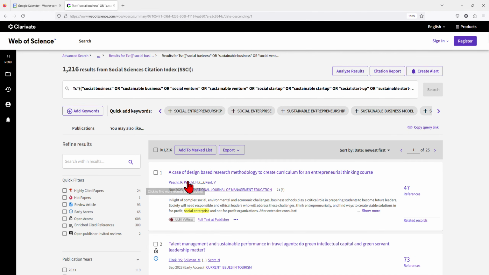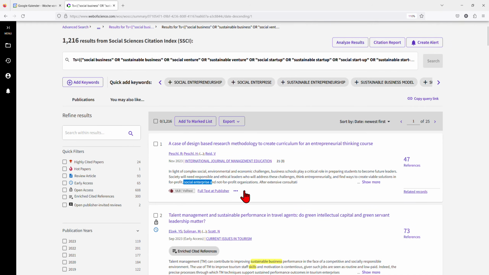And in this case, you see that already the first hit here is probably not relevant for the topic, a case of design-based research methodology to create curriculum for an entrepreneurial thinking course. So yeah, well, I mean, there's social enterprises here somehow in the abstract, but that doesn't look too fitting. So in this case here, this sorting by date helps you to do something different now.